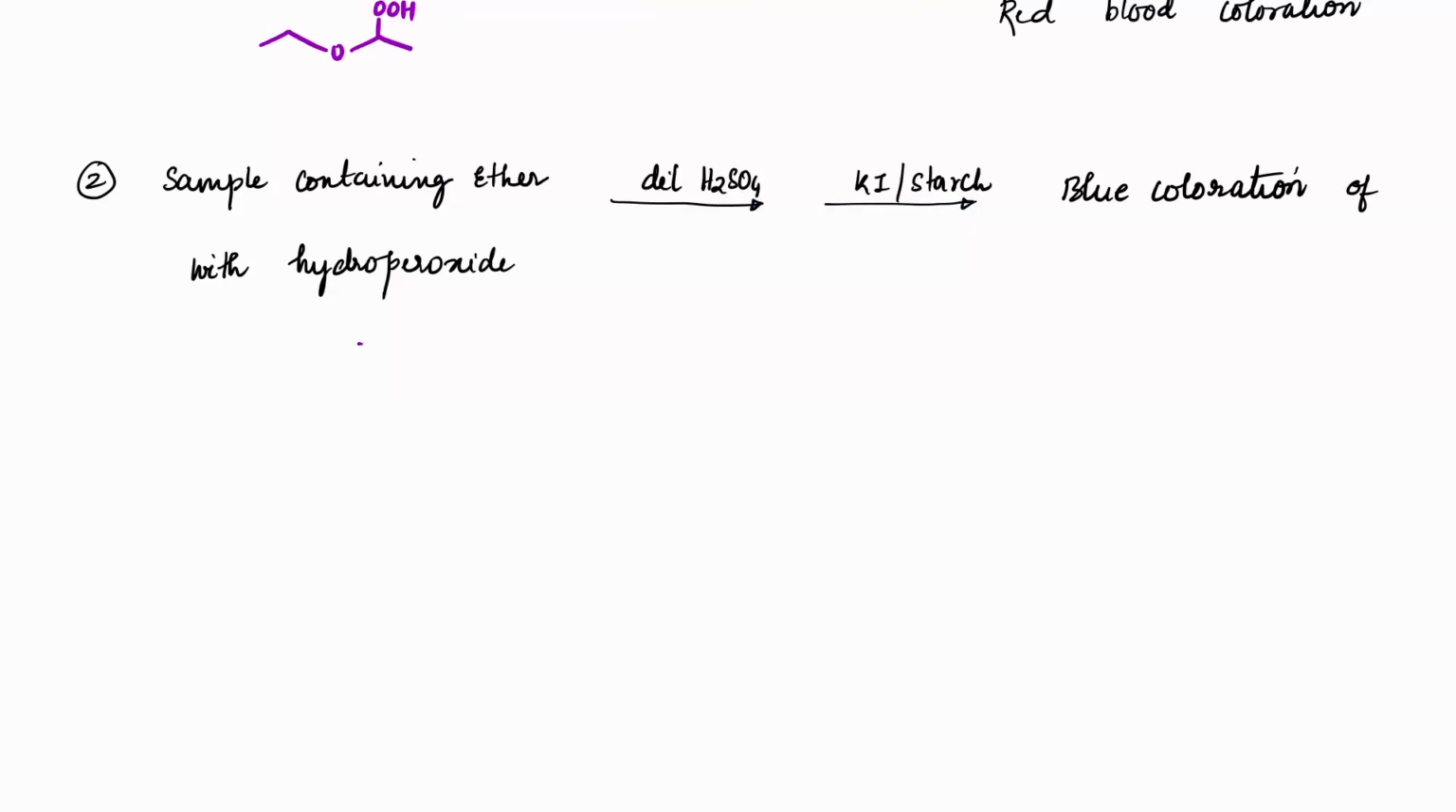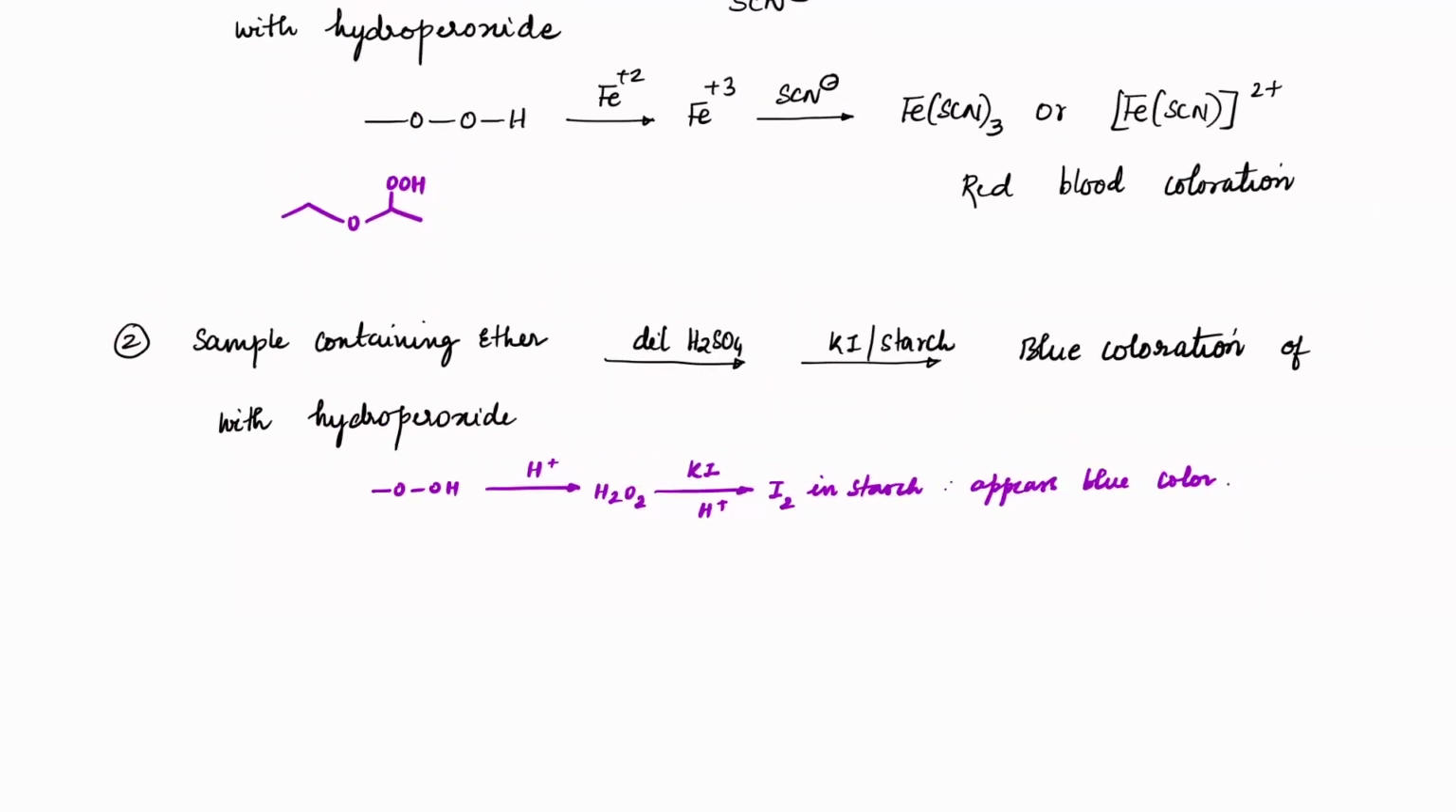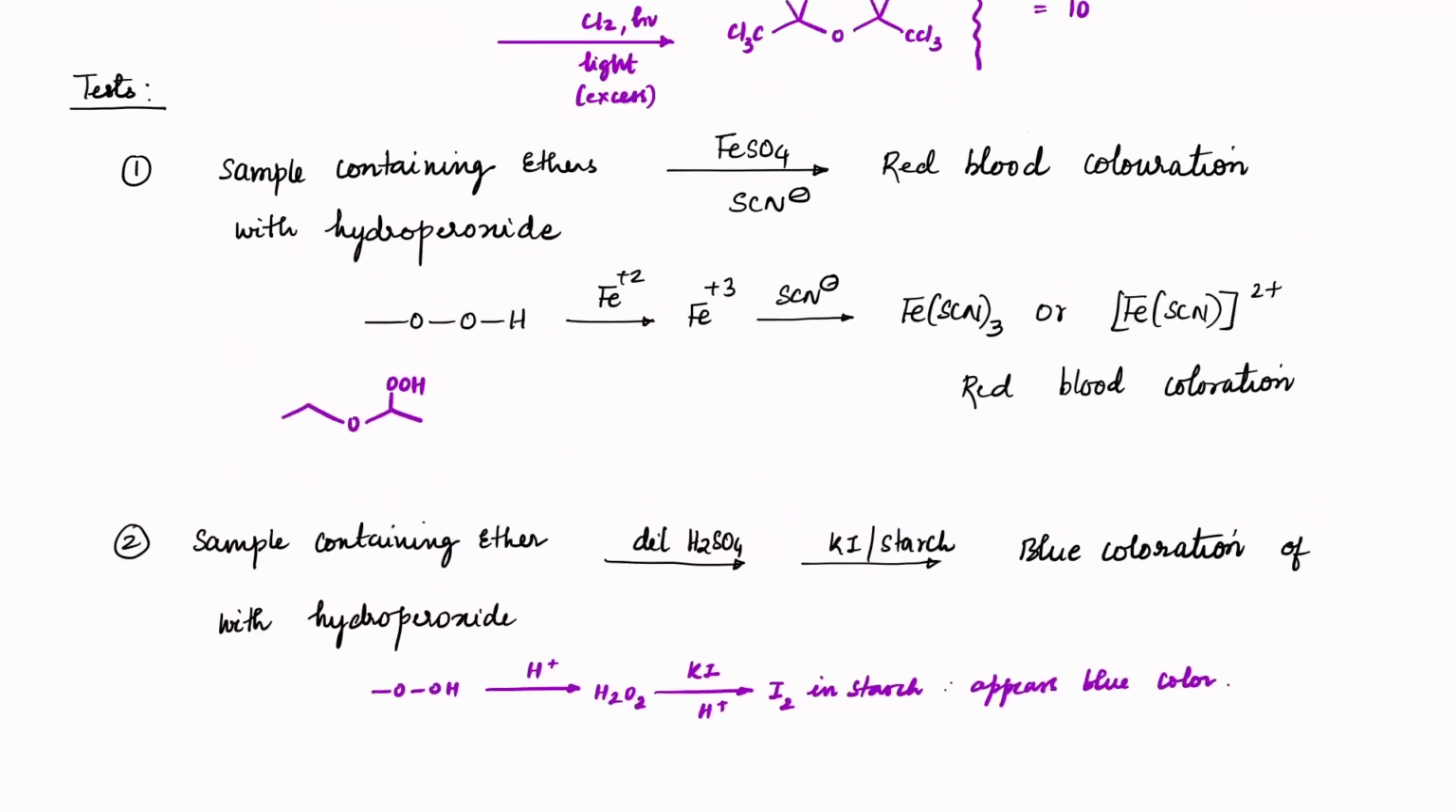Here, ROOH in the presence of H+ will again convert into H2O2. H2O2 when you react with KI in H+, the iodide will get oxidized to I2, and I2 with starch appears blue color. That appears blue color. So that is also an indication that there must be an ether present which has some hydroperoxide present with it. So these two are the typical tests which we use to identify ethers. Got it?